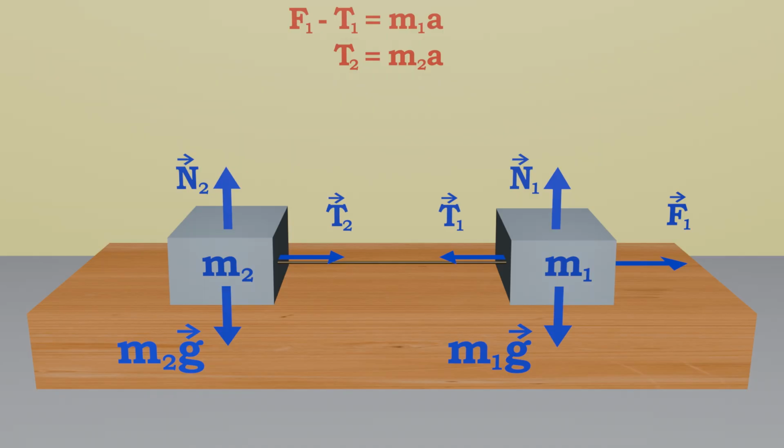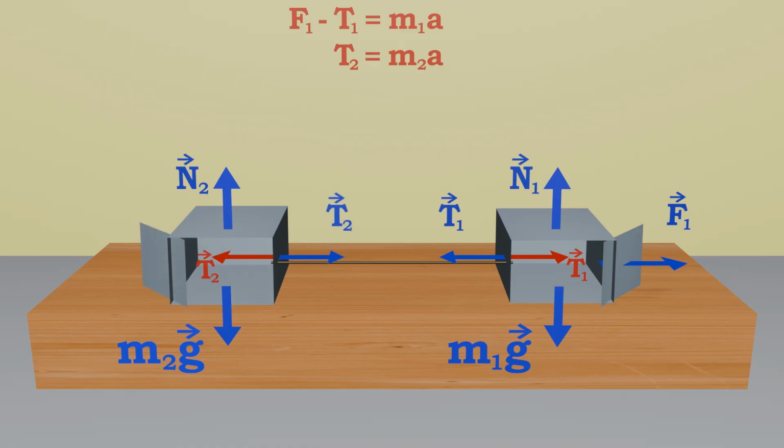Let's turn our attention to the string. The string pulls object 1 to the left with a force T1, and by Newton's third law, object 1 pulls the string to the right with an equal force in the opposite direction. Similarly, the string pulls object 2 to the right with a force T2, and object 2 pulls the string back to the left with a force of equal magnitude.